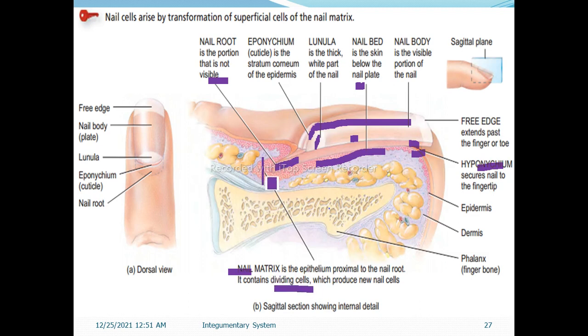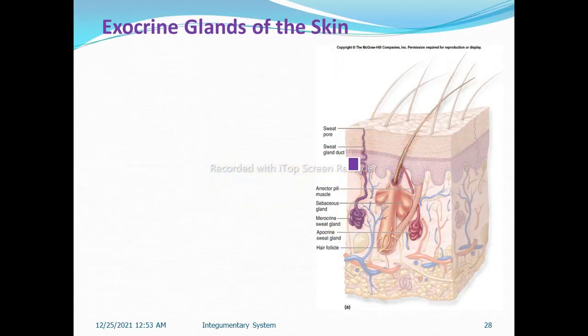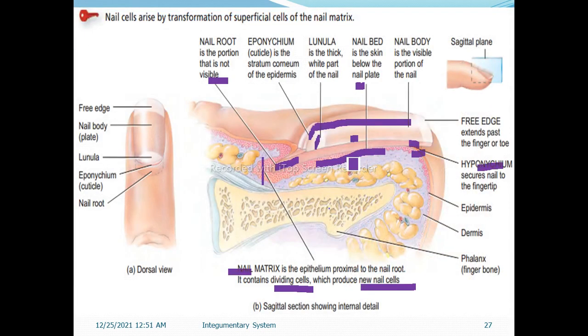This nail matrix contains dividing cells, which produce new nail cells. New nail cells are produced in this area, and the growth starts from the nail root and continues forward. So this is the end of nails, the second type of appendage.